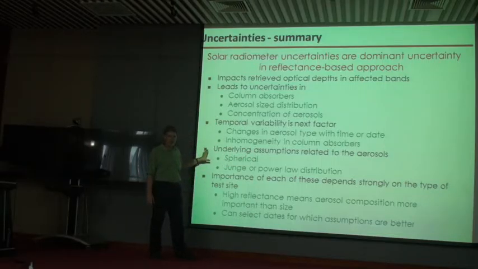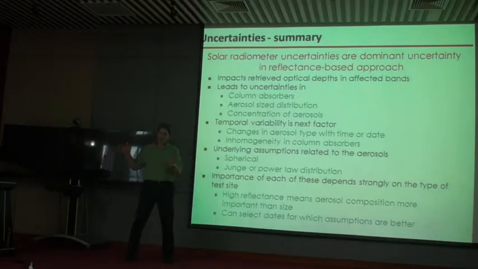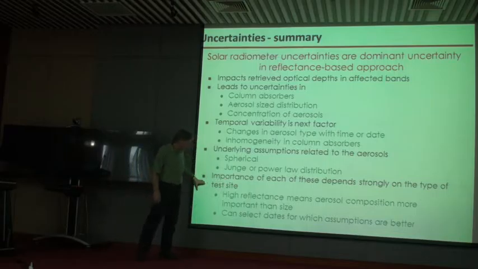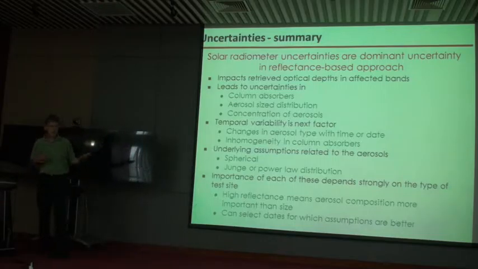The other thing that we have to worry about is the underlying assumption. Do we truly have an Angstrom case? Do we have a Junge case? Do we have spherical particles? Does that power law actually apply to what we're doing? And that becomes something that's a little more difficult to assess because we'll never know what the real answer is for the aerosols. So at some point we have to parameterize them some way in the radiative transfer code. And then the importance of this really depends on your test site. If I go to a bright site, then a lot of this goes away. So it's important for us to know in terms of selecting the dates for which the assumptions might be better, or basically making sure we have the right type of test site to minimize the uncertainties we can't control.